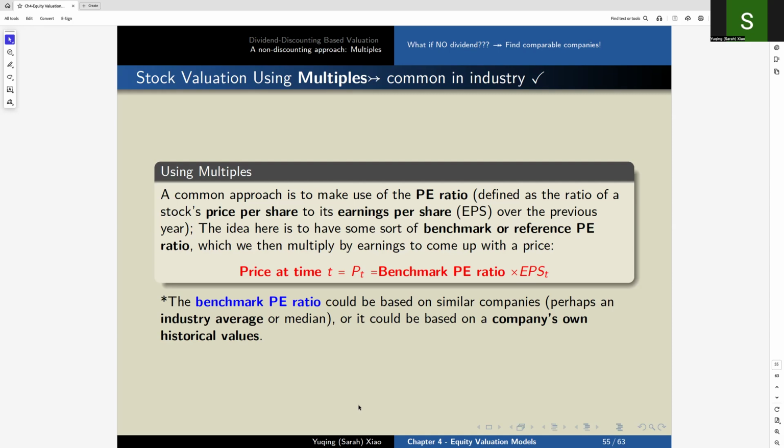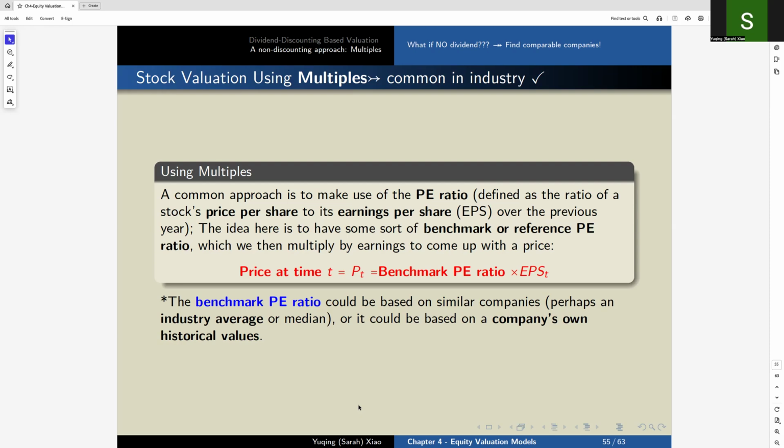The most popular is the price-to-earnings ratio, or PE ratio. Here's how it works. We first find a benchmark PE ratio, maybe the industry average or a peer company's ratio. Then multiply that by your company's earnings per share to get a value estimate.